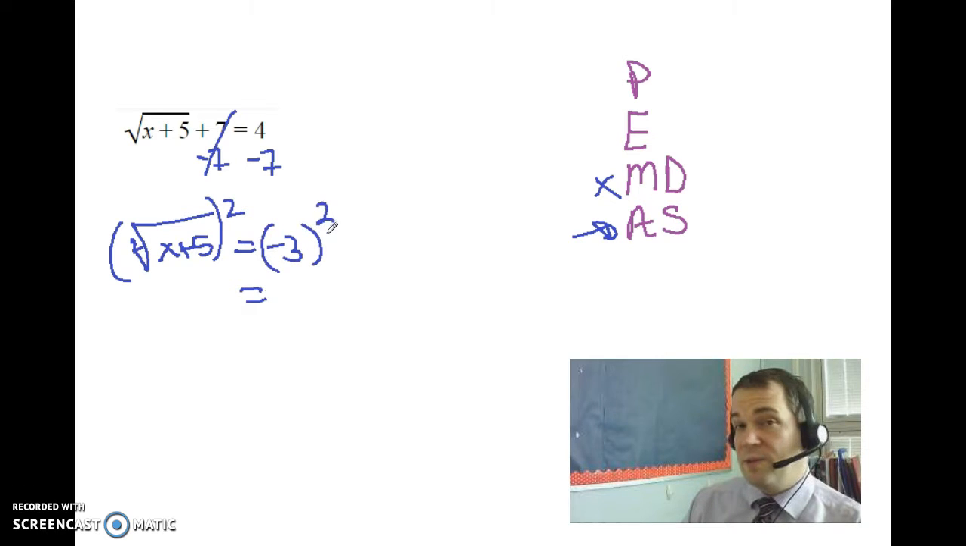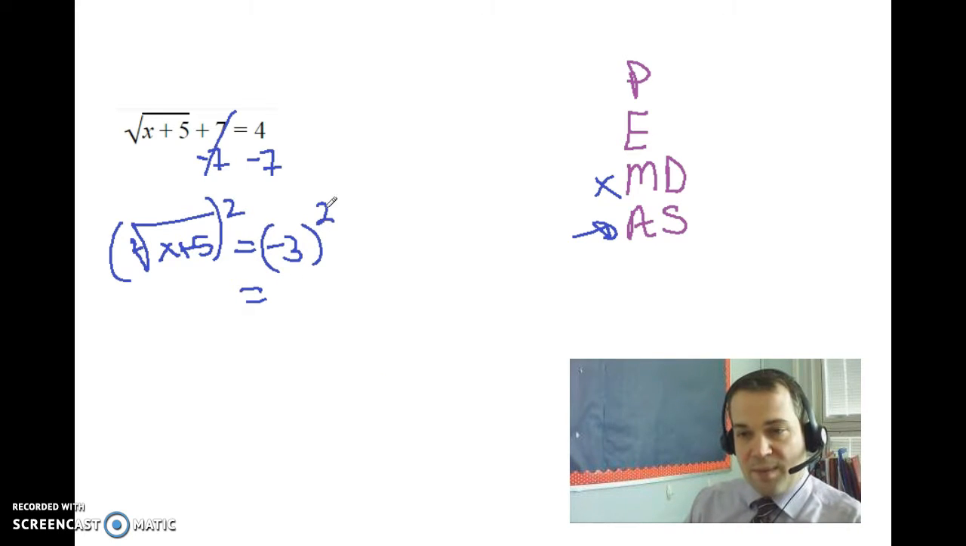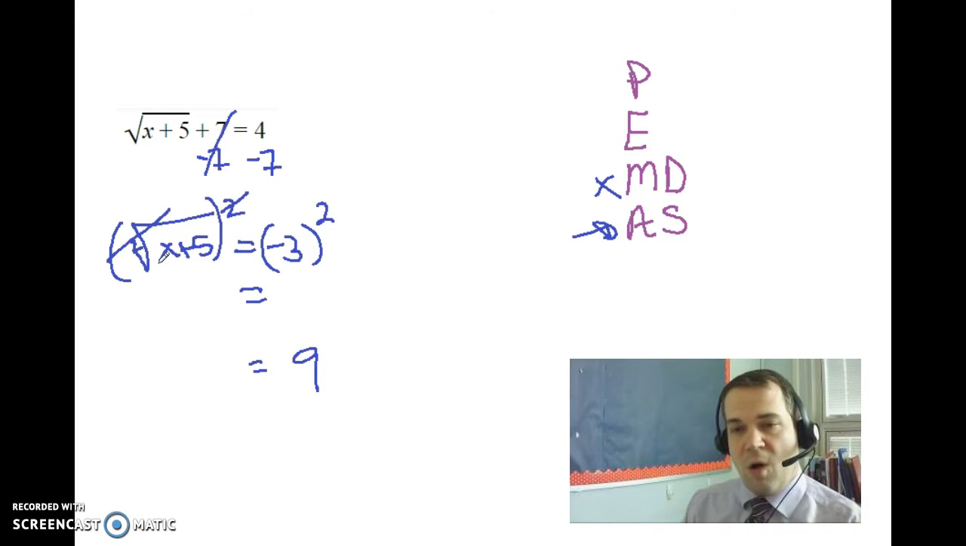When you take negative 3 and square it, just a quick word of caution, you should know negative 3 times negative 3 is positive 9. If you're the kind of person who uses your calculator frequently, you may be tricked into thinking it's negative 9. If you get a negative 9 on your calculator, you're putting it in your calculator incorrectly. Negative 3 times negative 3 definitely is positive 9. And on the left side, the square and the square root cancel. So all that's left is the x plus 5.